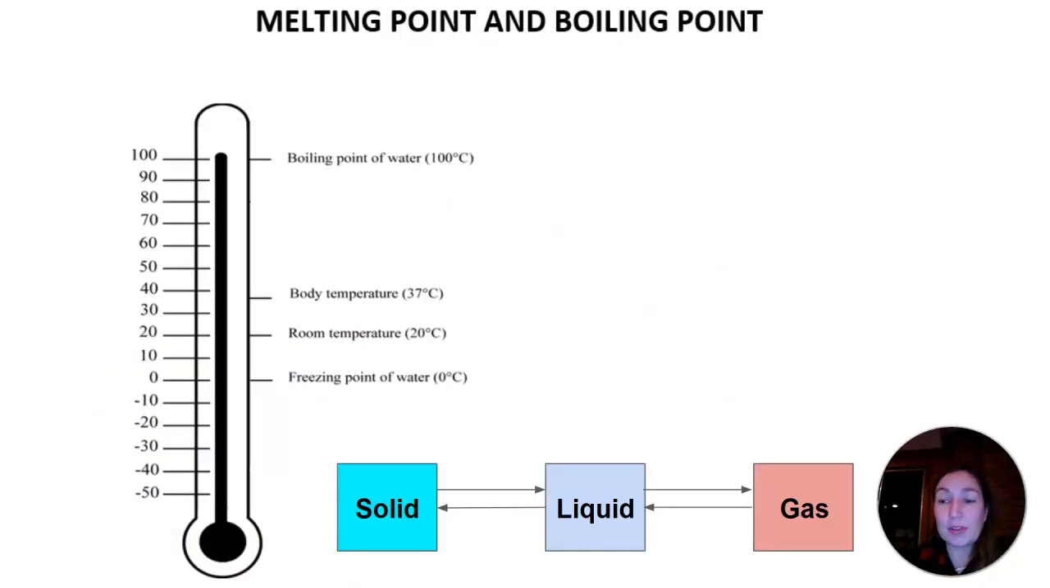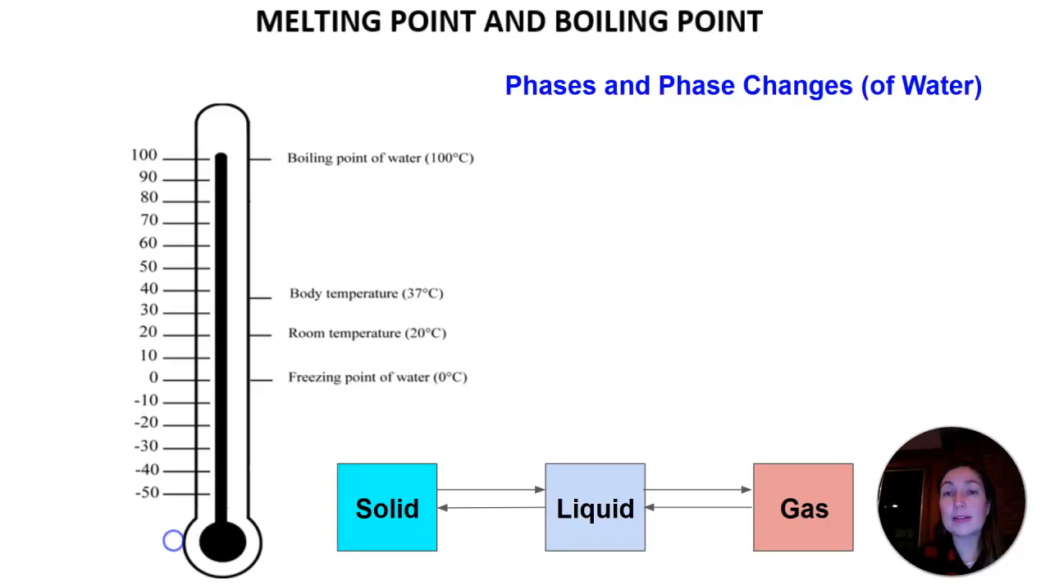So before we can dive too deep into IMFs, we're going to just review a few things about phases and phase changes. We're going to review melting and boiling points. So we've got a thermometer here that's labeled from -50 all the way to 100 degrees by 10 degrees at a time. And then we've got the freezing point of water labeled at 0 degrees Celsius, room temperature labeled at about 20 degrees Celsius, body temperature at 37 degrees Celsius, and the boiling point of water labeled at 100 degrees Celsius.